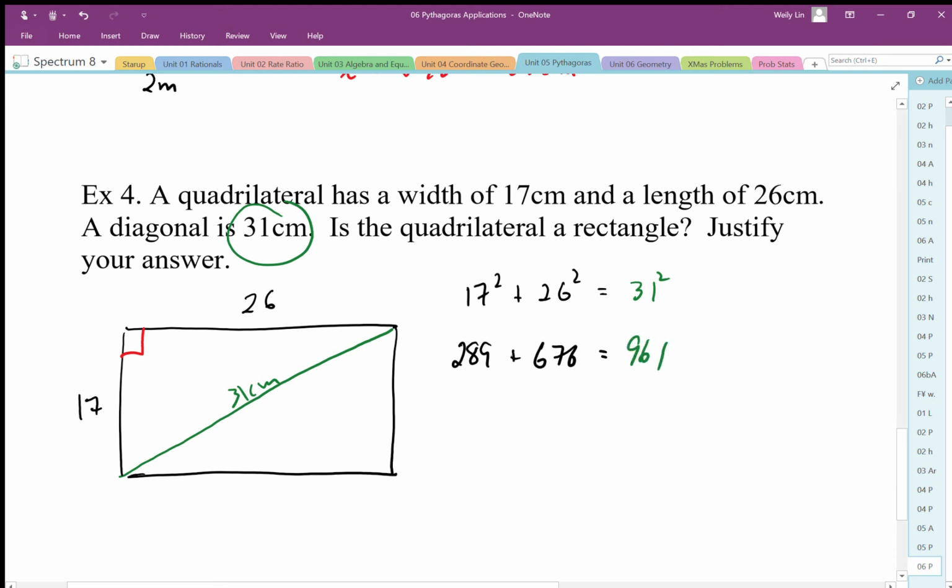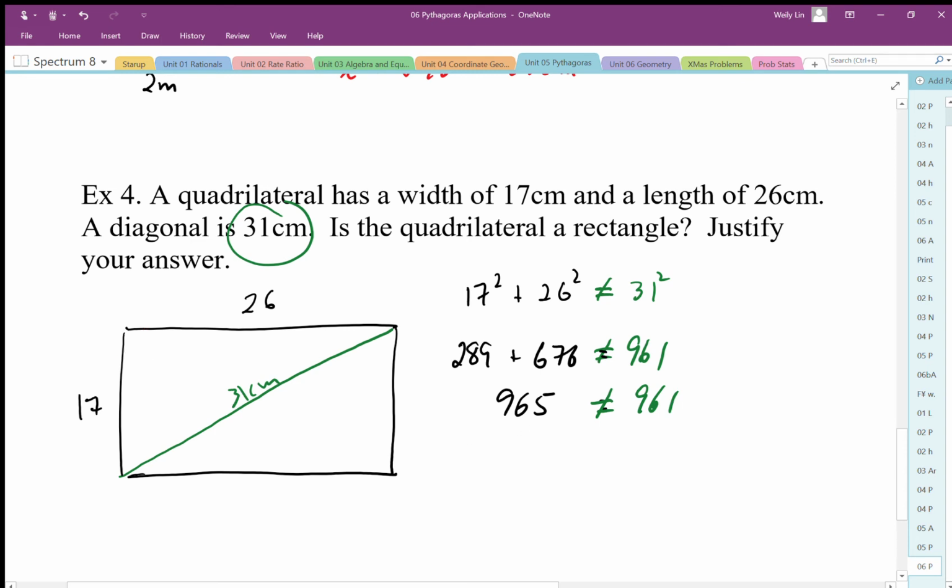961. So do these two add up to 961? 289 plus 676 equals 965. So I end up with 965, and that is definitely not equal to 961. So these are not equal to each other. So what does that prove then? That means that this is not 90 degrees.